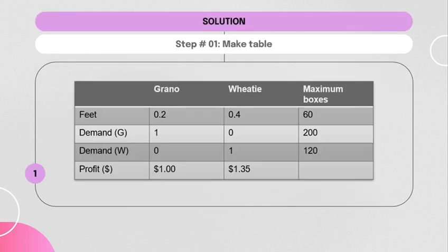Moving on to the solution of this question. In this scenario, we are tasked with optimizing shelf space allocation for two types of cereal, Grano and Wheatie, at Ma and Pa grocery store. The store has limited shelf space totaling 60 feet and we need to decide how to distribute this space between the two cereals.